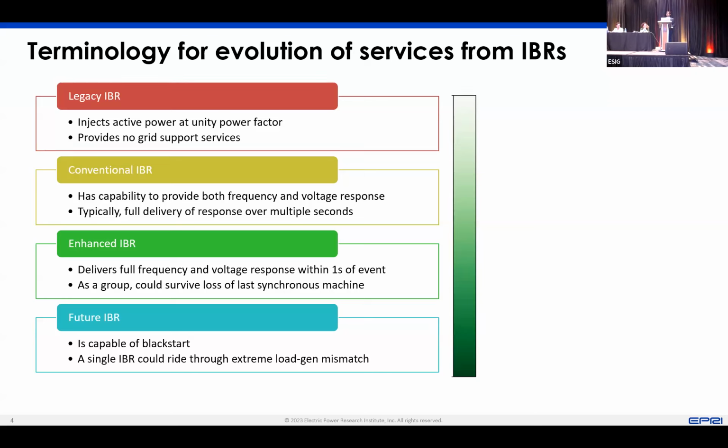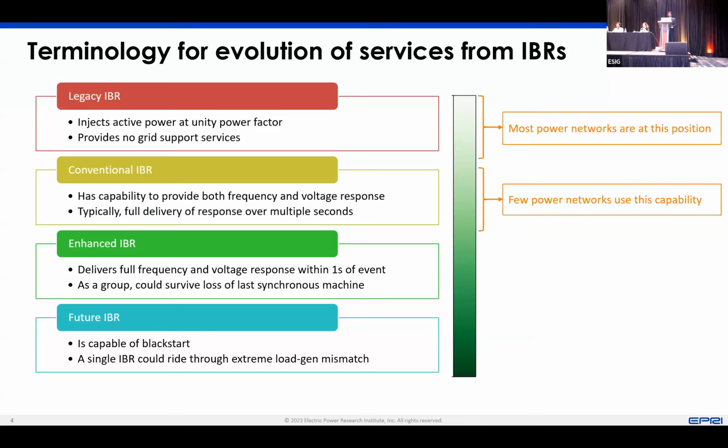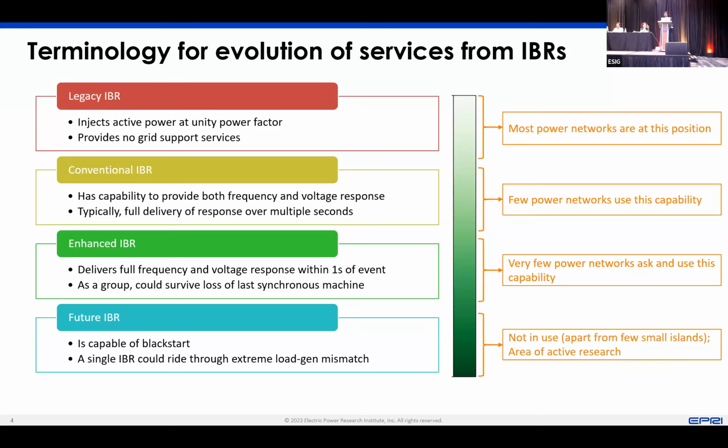And finally, at the entire bottom is what I would call a future IBR that is capable of black start and single-handedly can probably survive a very extreme event. Now, across the spectrum, you would see that most of the power networks today are probably at the legacy stage. There are few of them at the conventional stage. Even fewer are at the enhanced IBR stage, and then there are only some island networks that are looking at this future IBR.